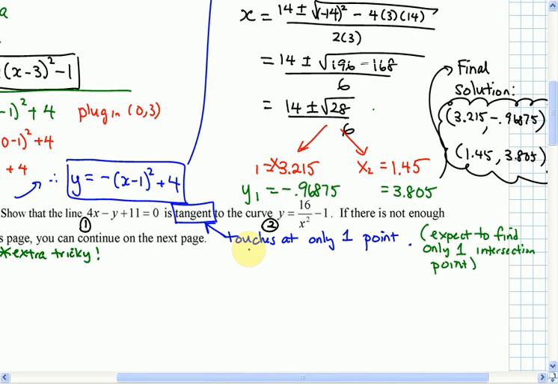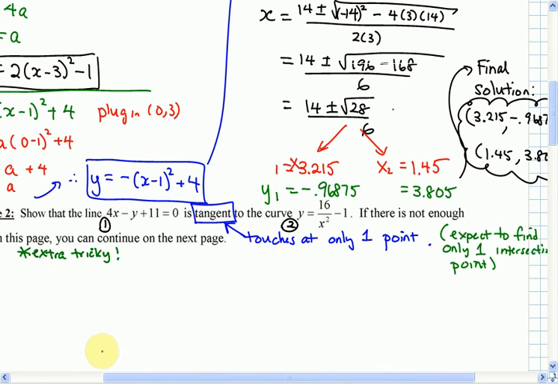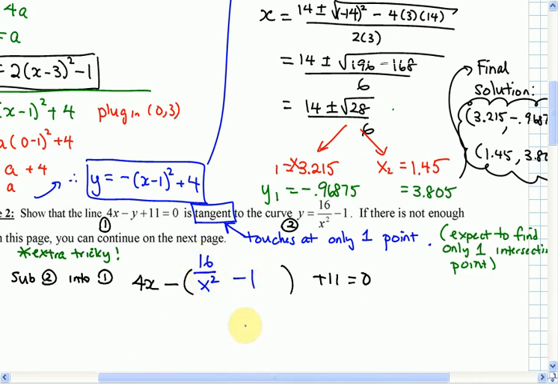1 into 2? Wait, no, can't you just solve for y on 1 and then make them equal each other? Okay, so that's fine. If you want to solve for y for 1 and then make them equal to each other like I did for number 1, that's perfectly fine. Now, if you think that's an extra step and you just want to substitute 2 into 1, that will be good too, and I'll show you what it looks like. So you get 4x minus, instead of y, you're going to have all that lovely stuff. Okay, so you're going to have 16 over x squared minus 1.